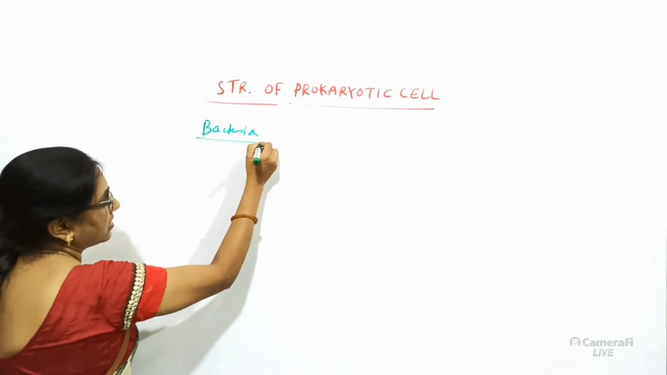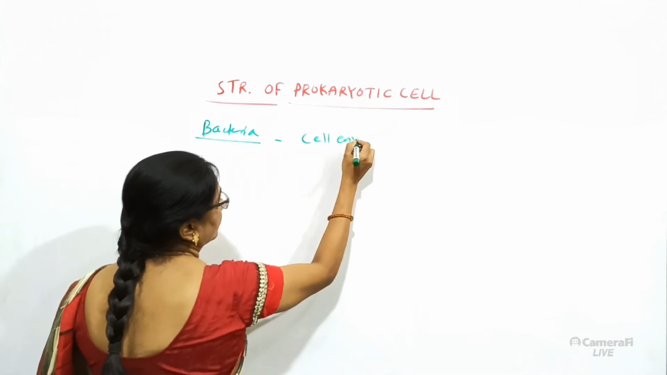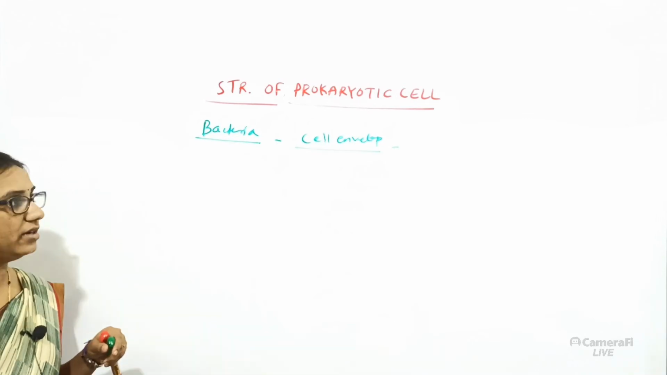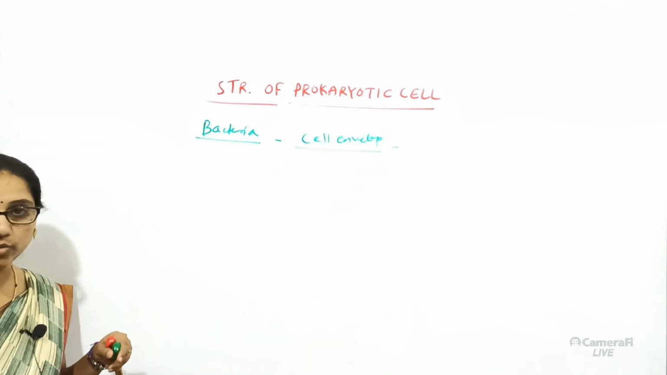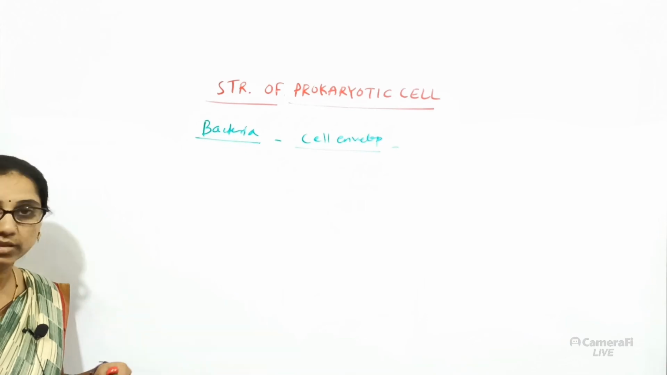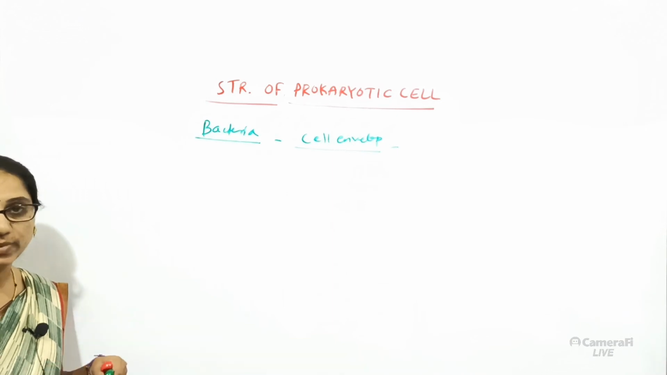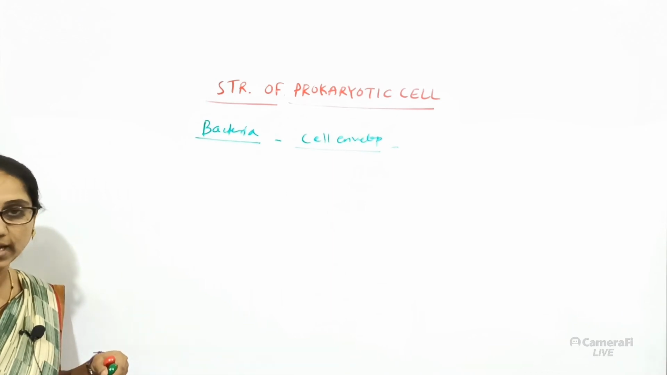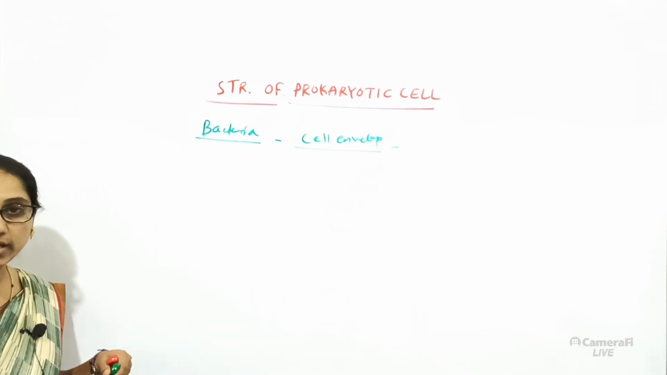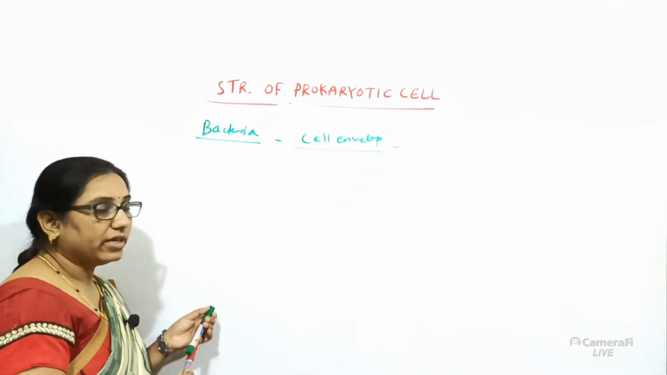In the bacterial cell, we completed the cell envelope. In the cell envelope, we completed the three parts, that is glycocalyx, the outermost layer, next the cell wall, and the third one is the plasma membrane. After that, we completed the surface appendages, that is flagella, pili and fimbriae. Their structure, their function, totally we completed. Today we will start with the internal structure.